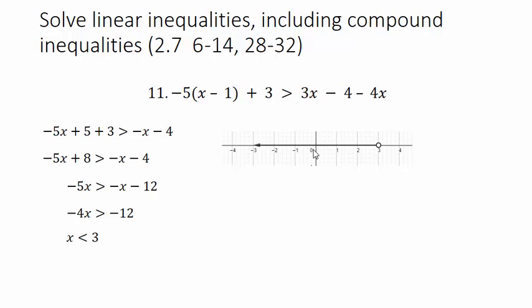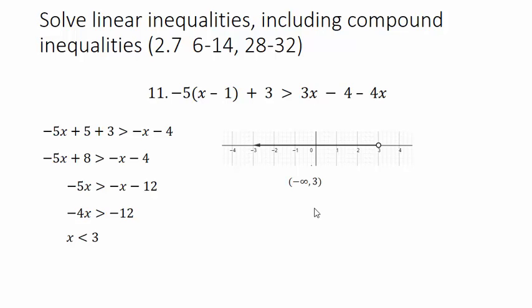Now the interval is a shorthand of the number line without drawing the number line, and you always have to go left to right, smallest to biggest. So it's -infinity to 3. We always put a parentheses on -infinity because there is no endpoint. A bracket means you have an endpoint that's included, and we don't include 3, so we have a parentheses there.